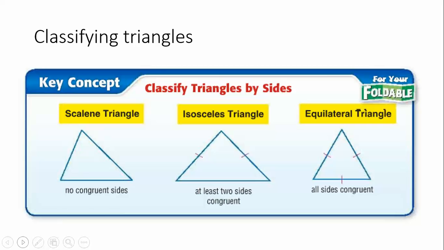Finally, we can also classify triangles based on their side lengths. A scalene triangle will have no congruent sides, or no sides of the same length. An isosceles triangle has at least 2 congruent sides. An equilateral triangle has all sides congruent.